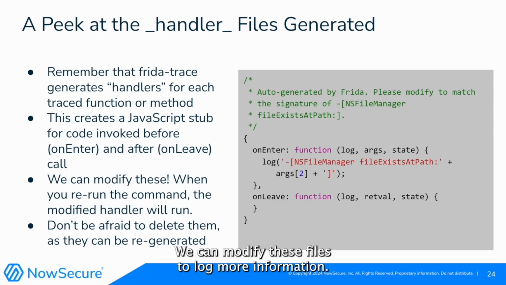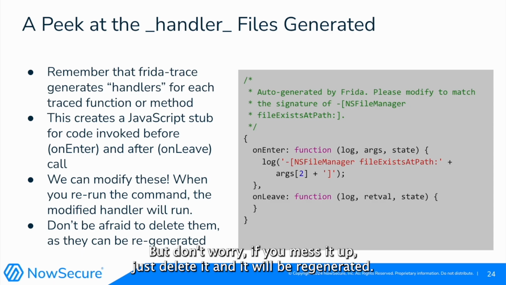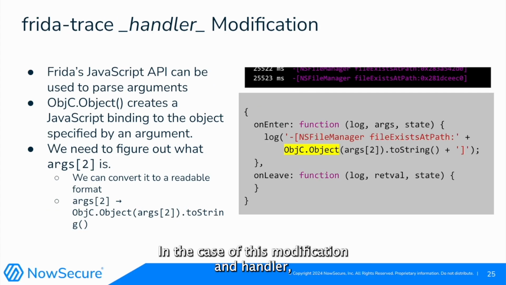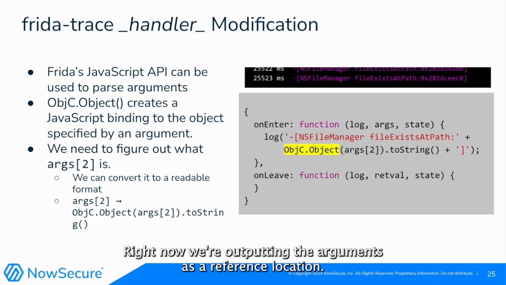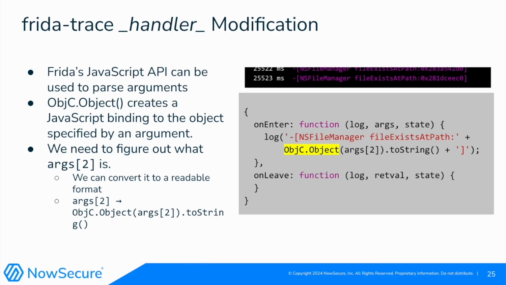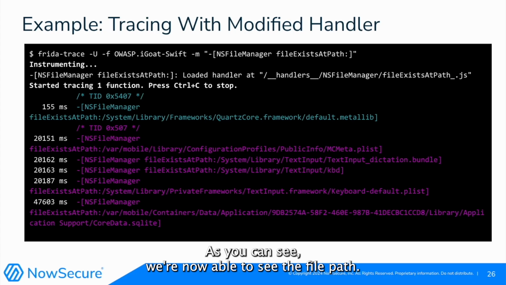We can modify these files to log more information, but don't worry, if you mess it up, just delete it and it will be regenerated. In the case of this modification and handler, we want to see what the file path actually is in readable text. Right now, we're outputting the argument as a reference location. The use of ObjC.Object creates a JavaScript binding to the specified args object. As you can see, we're now able to see the file path.